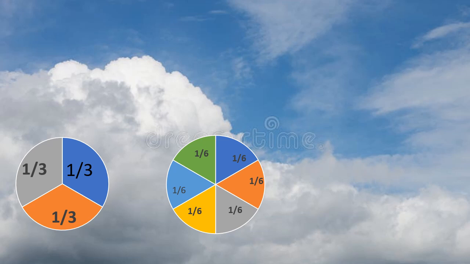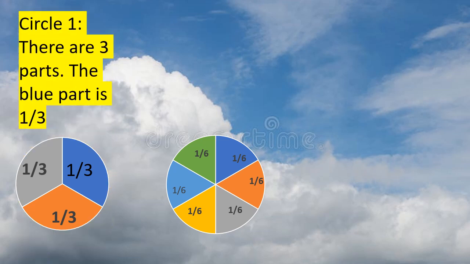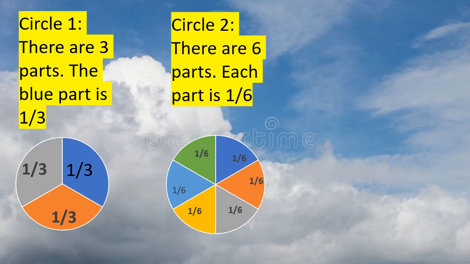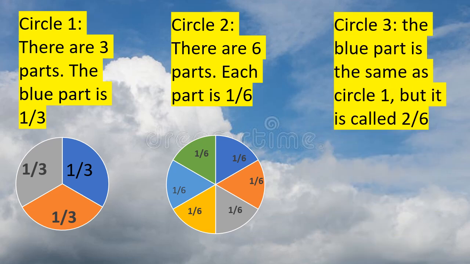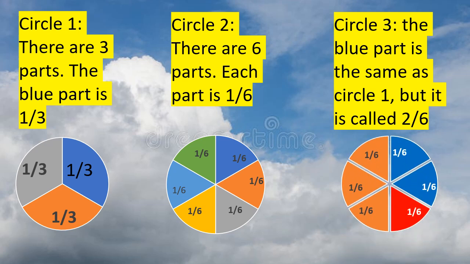So now let's look at 1 by 3. On the circle on the left we have 3 parts, and each part is 1 by 3. Circle 2, there are 6 parts, and each part is 1 by 6. Circle 3, the blue part is the same as circle 1, but it's called 2 by 6.